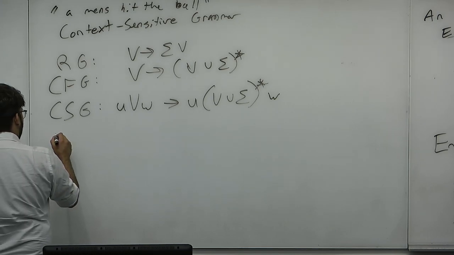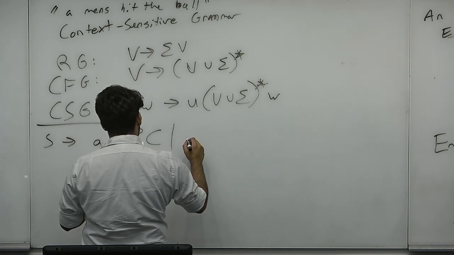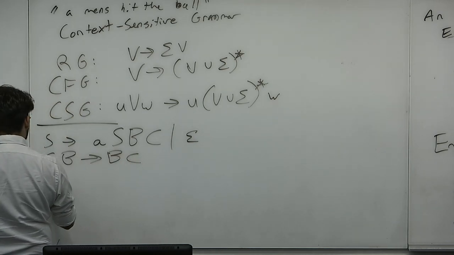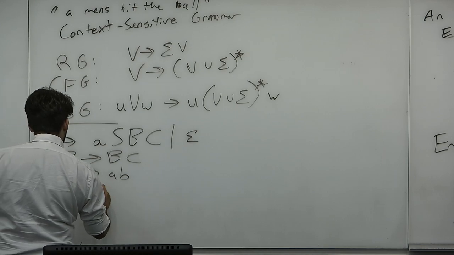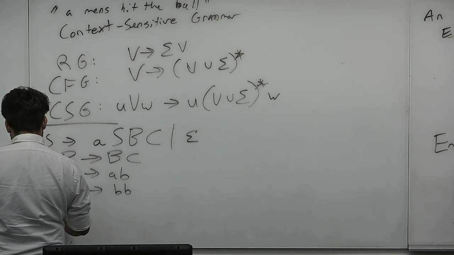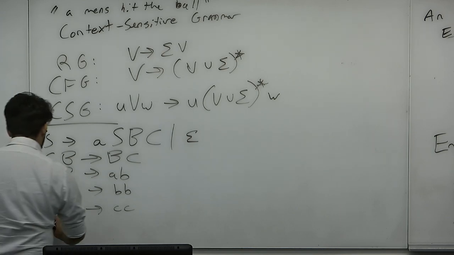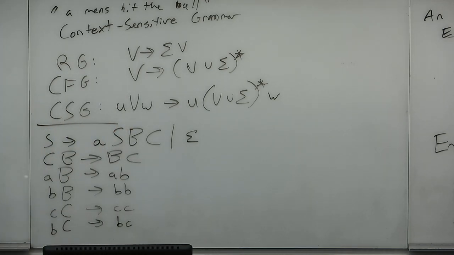Consider S goes to ASBC or epsilon. And then we have CB goes to BC. Let's say aB goes to lowercase a lowercase b. Lowercase b capital B goes to BB. And capital C goes to lowercase c lowercase c. Something like that. I think that's all the rules I need. No, I need one more. Lowercase b capital C goes to lowercase b lowercase c. Okay. Notice how the rules have on the right-hand side a selection of a string of terminals and non-terminals. You replace this substring of terminals and non-terminals with a substring of terminals and non-terminals, right?